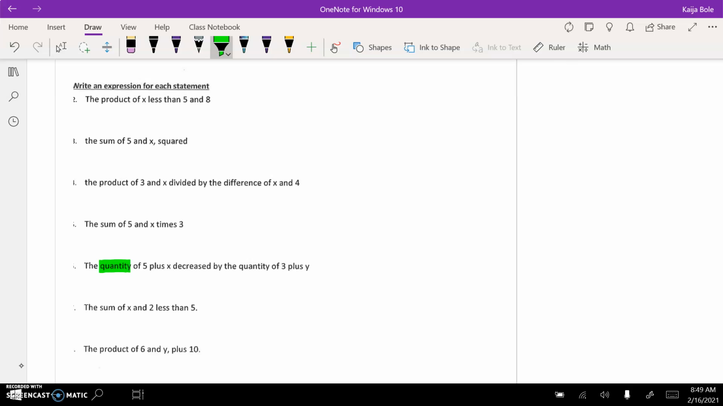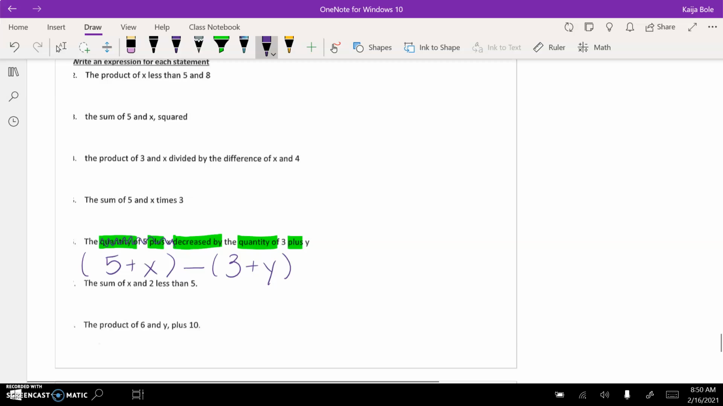The quantity of 5 plus x decreased by the quantity of 3 plus y. So there's a lot going on here, but there's no switching words. So quantity of is parentheses. Quantity of 5 plus x, so that's the first one. Decreased by is minus the quantity of 3 plus y. This would be a good one that as you go along, you might want to cross them off as you take care of things because there's a lot happening.